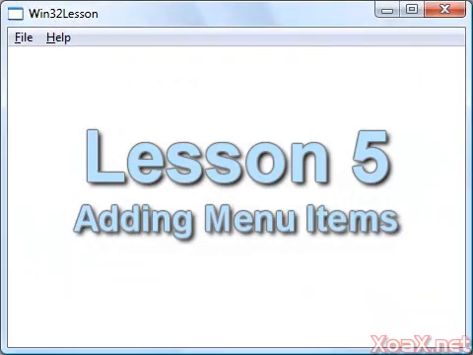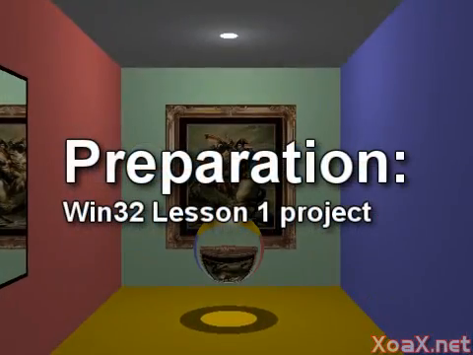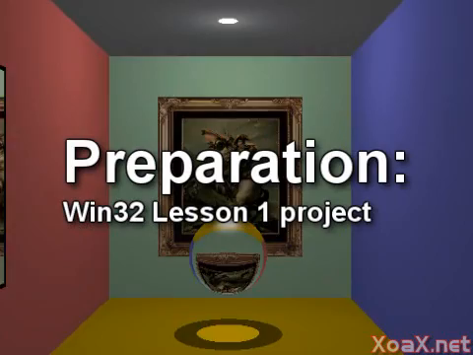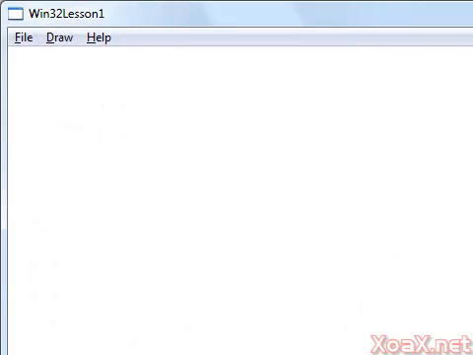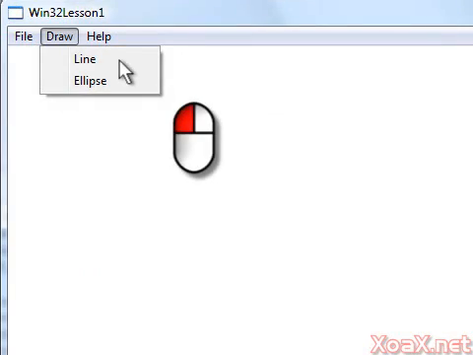Lesson 5, Adding Menu Items. To follow along with this lesson, you will need the project from Win32 Lesson 1. In this lesson, we demonstrate how to add menu items and respond to menu clicks.